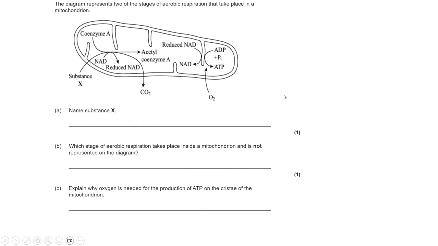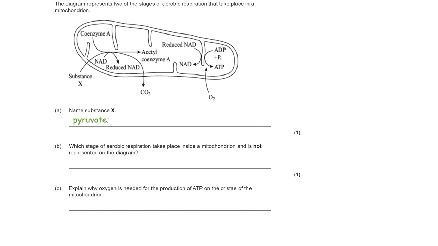The diagram represents 2 of the stages of aerobic respiration that take place in a mitochondrion. Name substance X. So it's something that is going in. You've got coenzyme A here going to acetyl-CoA. Something is then oxidised to form reduced NAD, and carbon dioxide is given off. So it's going to be pyruvate because this is the link reaction. So we want the product of glycolysis, which will be pyruvate.